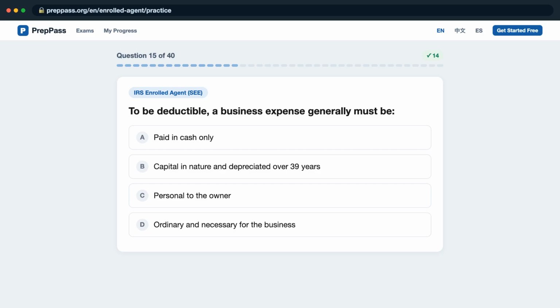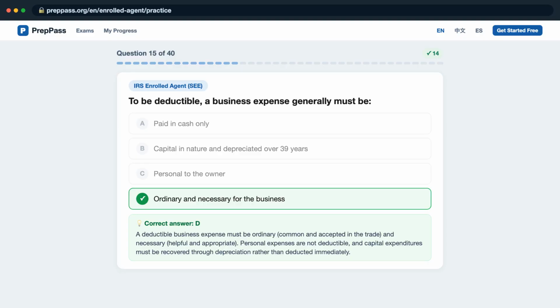Question 15. To be deductible, a business expense generally must be, is it A, paid in cash only? B, capital in nature and depreciated over 39 years? C, personal to the owner? D, ordinary and necessary for the business? The correct answer is D.